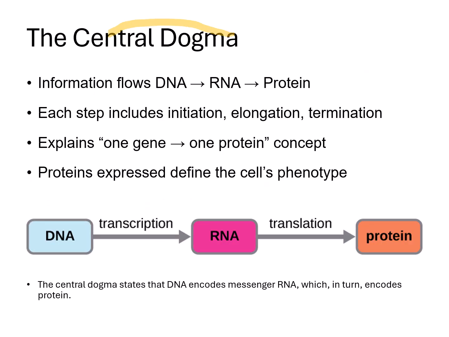The central dogma of molecular biology summarizes this flow of information. It tells us that DNA becomes RNA, becomes protein. So that's also seen here. Each step, such as transcription and translation, includes three substeps: initiation, elongation, and termination. This concept connects genotype, the genetic code, to phenotype, what we see as traits. And different patterns of gene expression produce the differences among cells, tissues, and organisms.